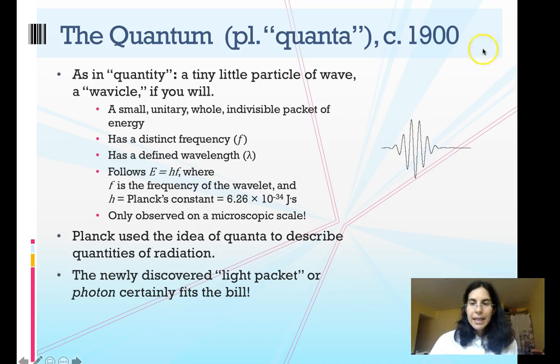But because it's a little packet of wave, it has a distinct frequency, it has a defined wavelength, and yes, it follows the Planck model E equals hf, where the energy is directly proportional to the frequency and nothing else. Quanta are microscopic particles. You don't get big ones. They simply don't work that way. If it's visible to the naked eye, if it's visible on the scale of a cell or a cell wall, that's not one quantum. That's lots and lots of other quanta.